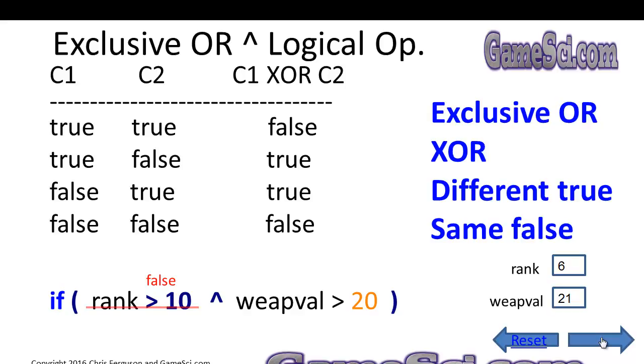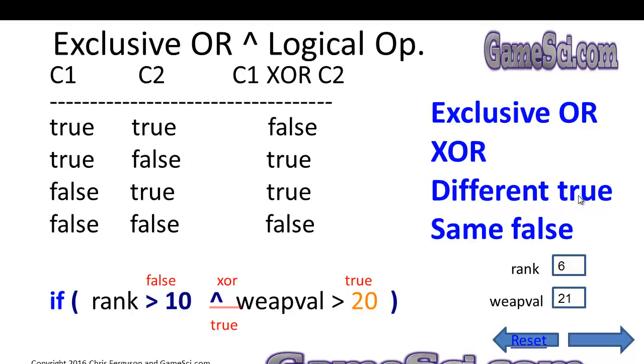Let's run it again with slightly different values and get a different result by design. Now, rank greater than 10. I changed rank to 6 for the input here. Rank is 6. 6 greater than 10 is a false input. WEP-val of 21. 21 greater than 20 is a true input. So, with a false and true as input, what is the truth table telling me? The result should be true. And when I click on it, it certainly is. When you exclusive OR a false and a true, it produces a true result. Because if they're different, it will output a true.